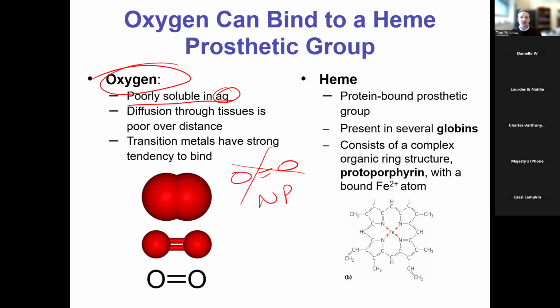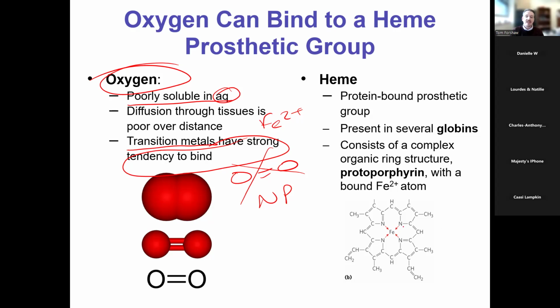The problem which biology has is that it needs oxygen, but oxygen doesn't dissolve in the blood very well. How do we solve it? We have a protein carrier that carries the oxygen instead, because transition metals such as iron, Fe2+ ion, have a strong tendency to bind. Iron binds onto oxygen really, really well. Problem is that it binds onto it and it doesn't want to let go. And so how do we solve that problem?